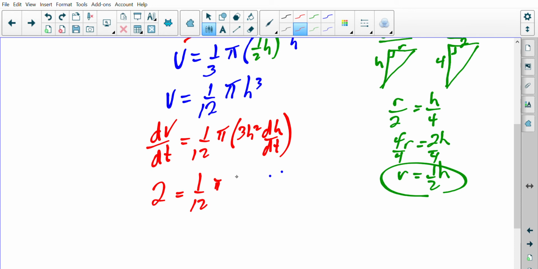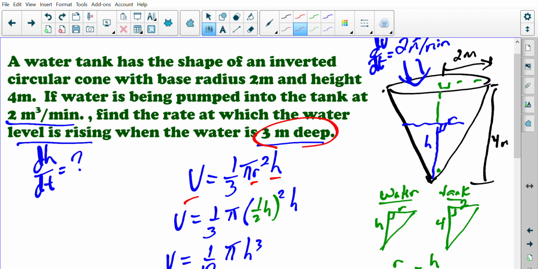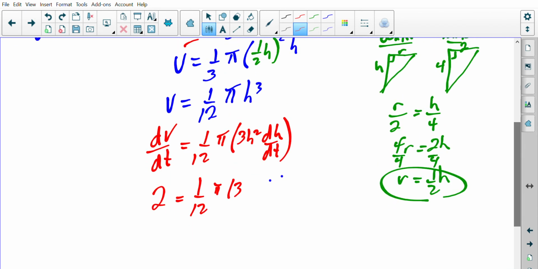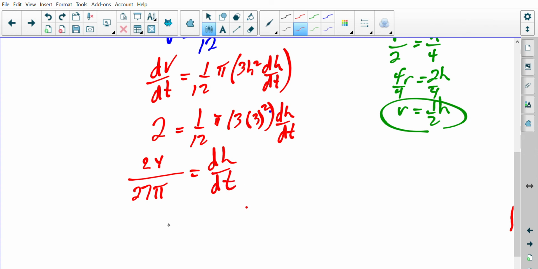1/12 pi 3, and it says in the question to find the rate of change the instant the water's 3 meters deep. Well, with the water's 3 meters deep, they're telling me h. So at that particular instant, that's going to leave then one unknown, dh over dt, which is the rate at which the water level is changing. Now I need to get that by itself, so I'm going to multiply by 12, so 24. Divide by 27 pi, and that should leave us with dh over dt.